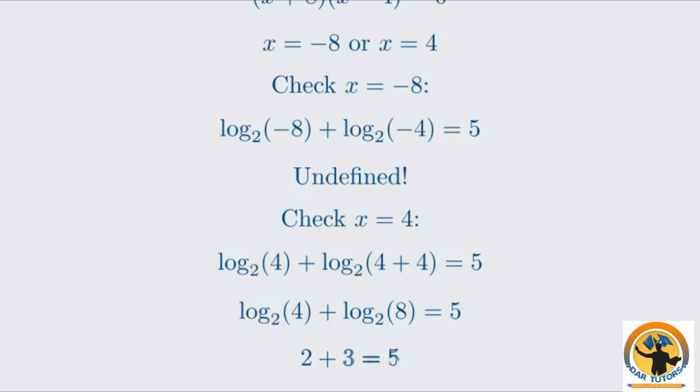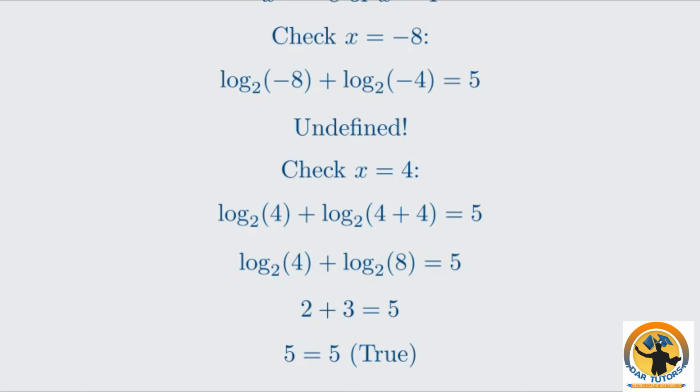Now let's check x equals 4. Substituting it in gives us log base 2 of 4 plus log base 2 of 8. Log base 2 of 4 is 2, and log base 2 of 8 is 3. 2 plus 3 equals 5, which is true. So x equals 4 is our only valid solution. This example highlights the importance of checking your solutions in the original equation when solving logarithmic problems. You can get false solutions through correct algebraic manipulation.